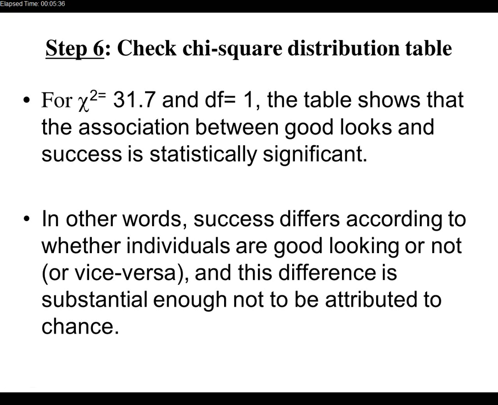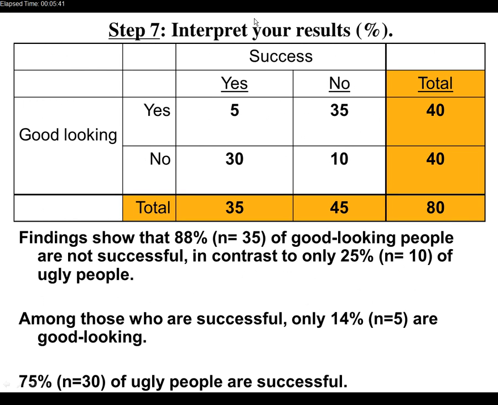Get it? That's a pretty neat example. Okay, step 7 is interpret your results in percent. So let's say that findings show that 88% (N = 35) of good-looking people are not successful, in contrast to only 25% (N = 10) of ugly people. Among those who are successful, only 14% are good-looking. 75% (N = 30) of ugly people are successful.